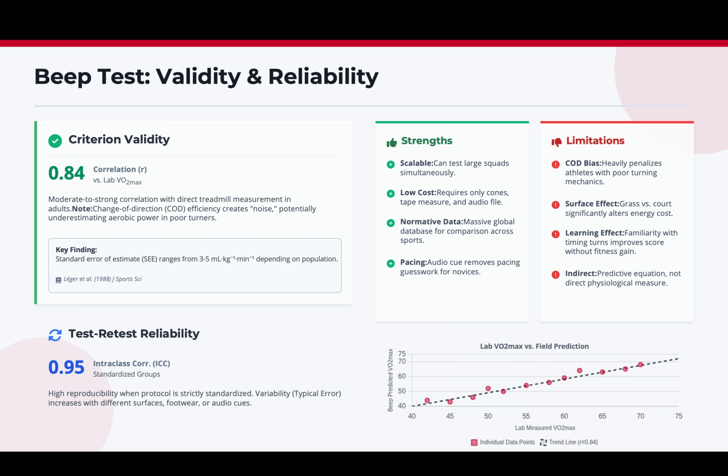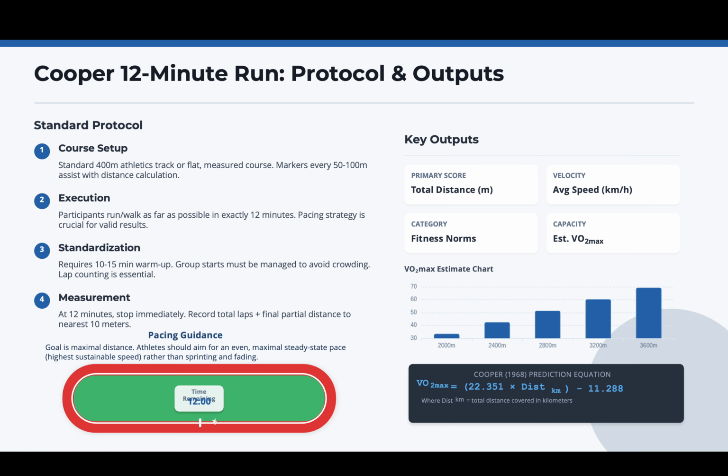An indirect predictive equation is not a direct physiological measure. The Cooper 12-minute run protocol and setup is basically a standard 400-meter athletics track or flat course, measured, of course. Markers every 50 to 100 meters assist with distance calculation. The participants run or walk as far as possible in exactly 12 minutes.